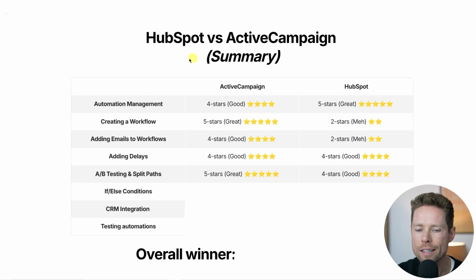So taking a look at the summary again, A/B testing and split paths. I gave ActiveCampaign a 5-star rating and HubSpot a 4-star rating. Both platforms let you split contacts into different paths for A/B testing. But ActiveCampaign offers a little bit more options like the split until functionality, which is super useful if you're doing things like limited time discounts, for example.